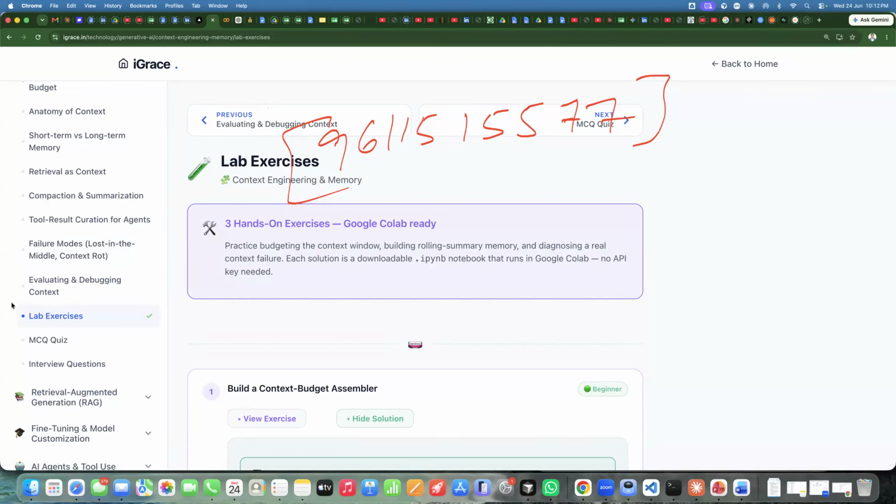Two questions. One, where will we get the recordings of the sessions? And second, for the lab exercises and projects, do you have to do anything, or is the iGrace website, the portal, sufficient? Question number one, just reach out to Deepika. Question number two, for lab exercises, we'll configure Google Colab notebooks. We will create API keys, how to create keys and all those things we can talk about.